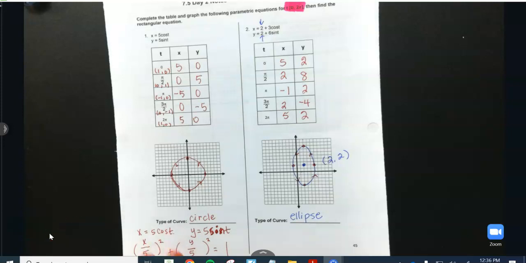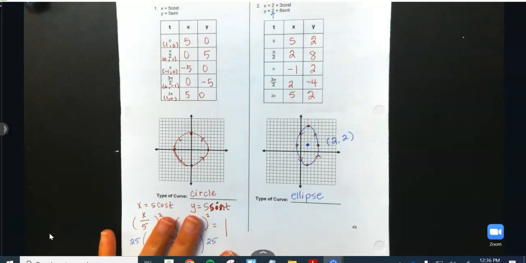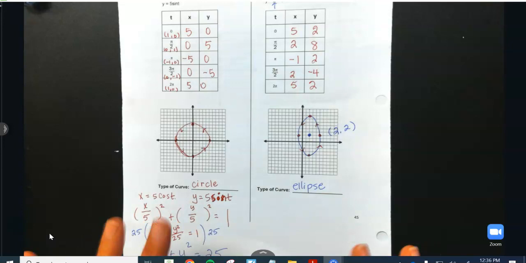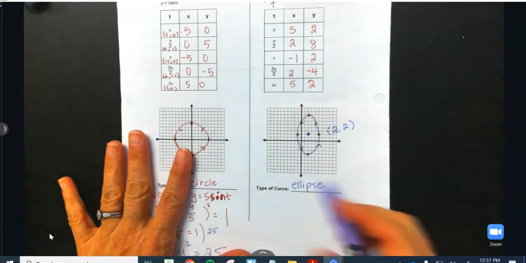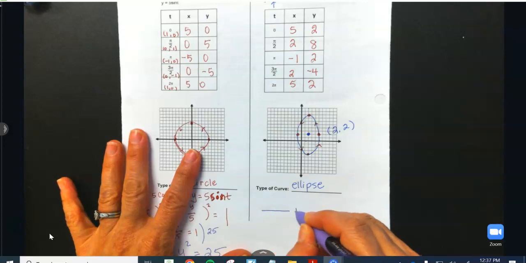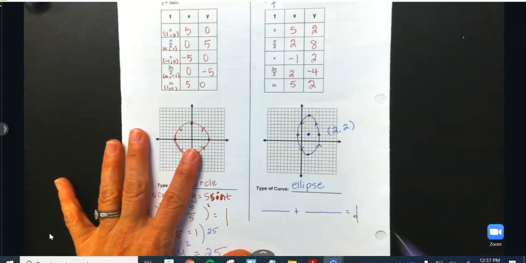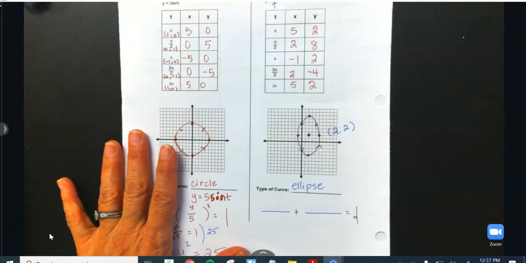All right. So we are going to go ahead and write this in rectangular form, just standard form, y'all. You do not have to do this method because you should have standard form memorized. Remember, it's an ellipse. We know it's going to equal 1. The reason why it equals 1 is because of that identity.